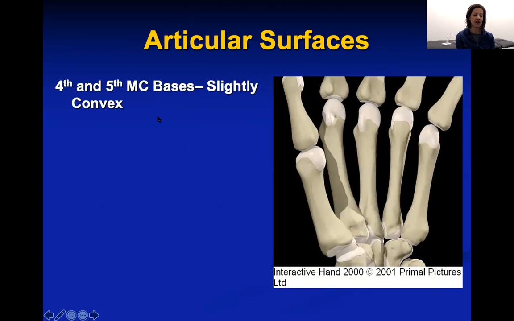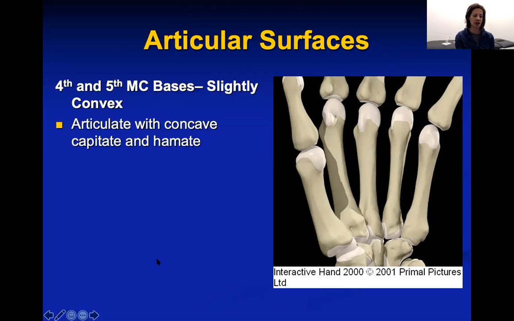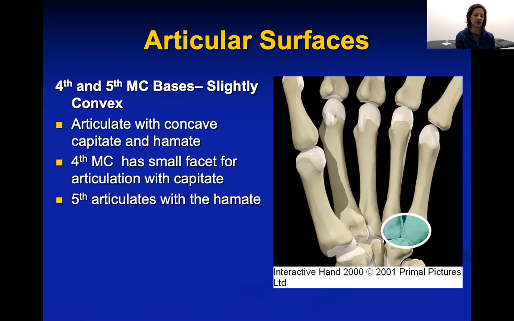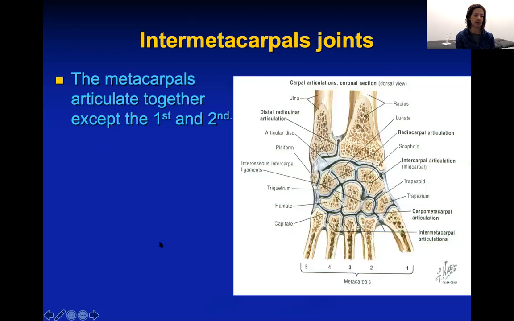The fourth and fifth metacarpal bases are slightly convex or planar, and they are going to articulate with the hamate, and the fourth has a slight articulation with the capitate as well. The fifth articulates only with the hamate. The metacarpals articulate together except for the first and second, because the thumb is going to stay loose in order to be able to grab things. So we have the intercarpal joints as well.